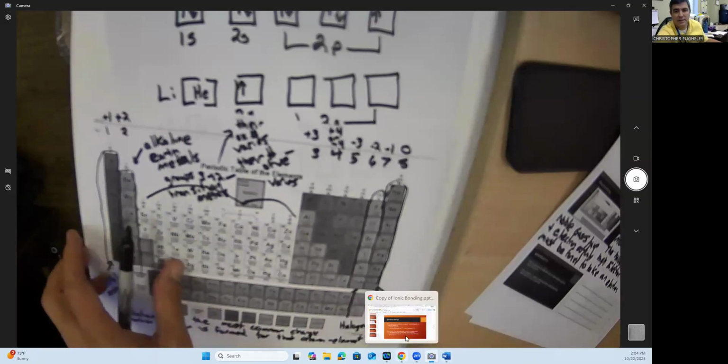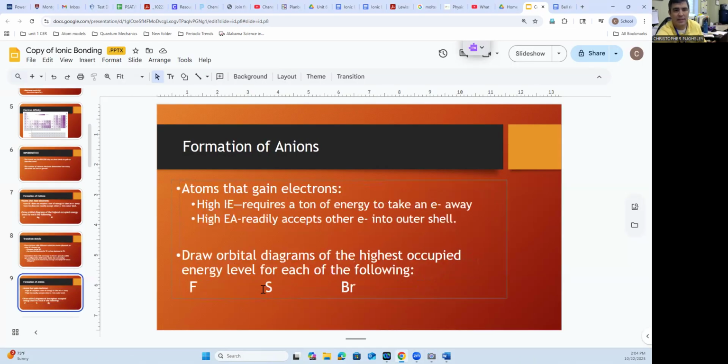Okay. All right. Next thing here, formation of anions. Anions are going to gain electrons, and it's because they have a high ionization energy. The elements that do this have a high ionization energy, requiring a ton of energy to take an electron away, but they also have a high electron affinity. They're ready to get them. And recognize all these right here are all nonmetals. The nonmetals typically form the anions.